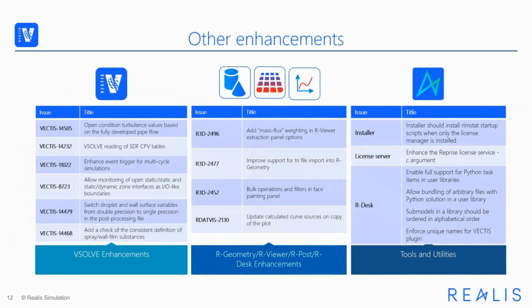We also have a long list of smaller enhancements across Vectis. For example, vsolve now supports binary CPV tables. We've reduced the size of post files by improving the output of spray data. The R-Geometry tool has improvements for triangle file import, and the R-Viewer has new massflux extraction options. There are many more options and improvements like this within this release, all aimed at smoothing everyday workflows and improving overall usability.